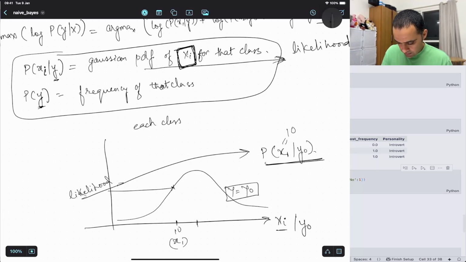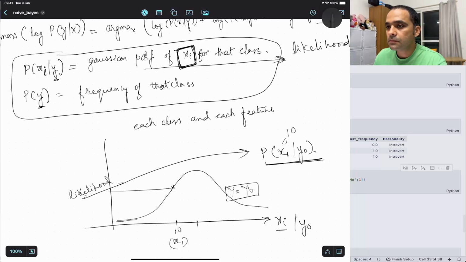Each class and each feature will have to be approximated by a Gaussian distribution. So we'll have to calculate a mean and variance. Let me draw the Gaussian distribution equation.